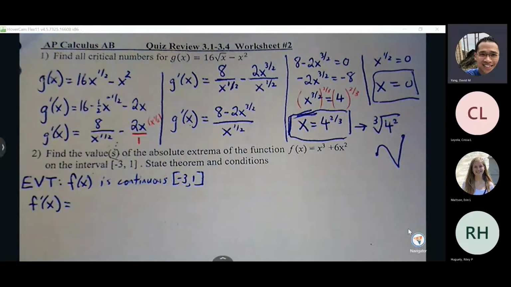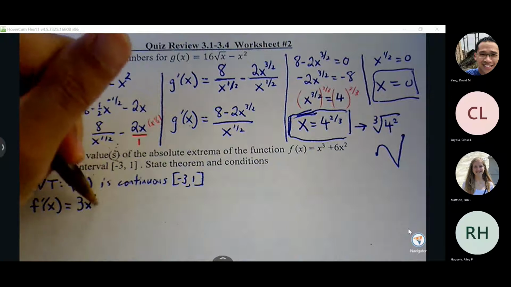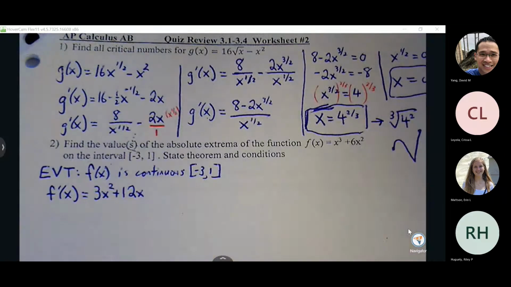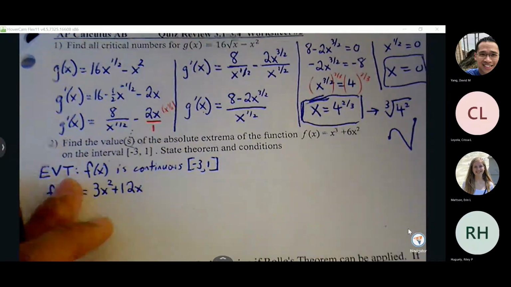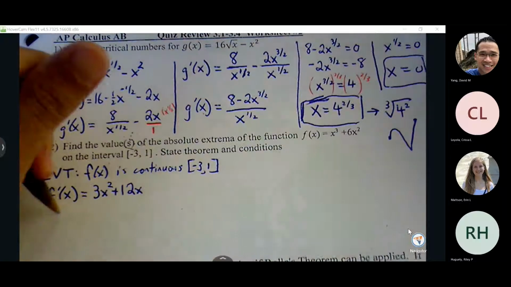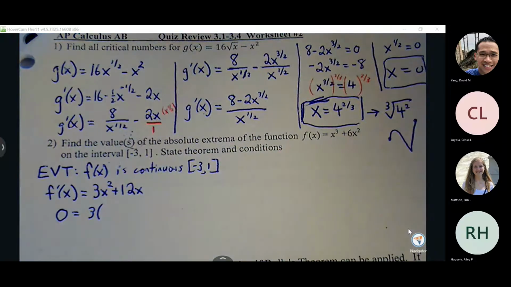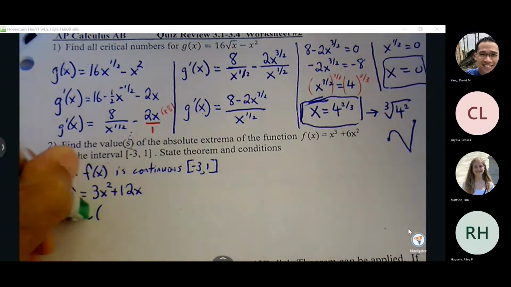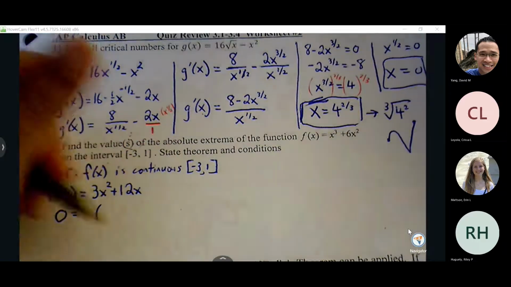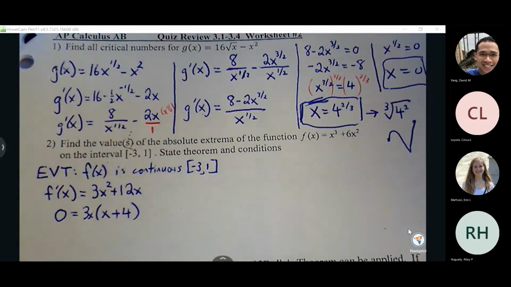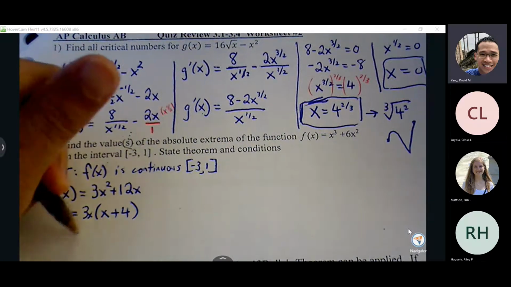Derivative is easy, just go through power rule. Factor out a 3x. Okay, set equal to 0. Solve for x.